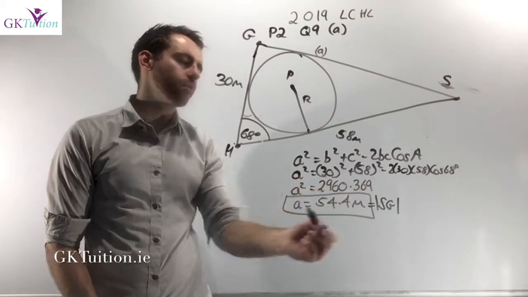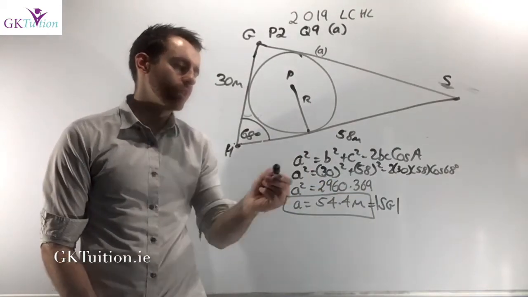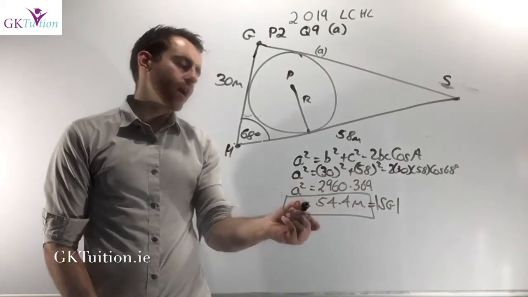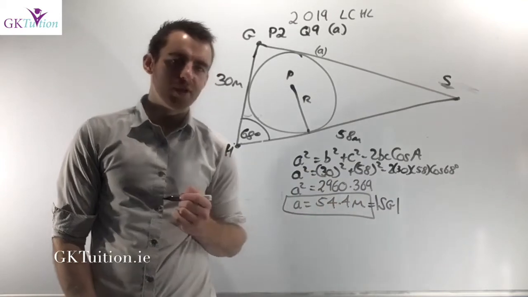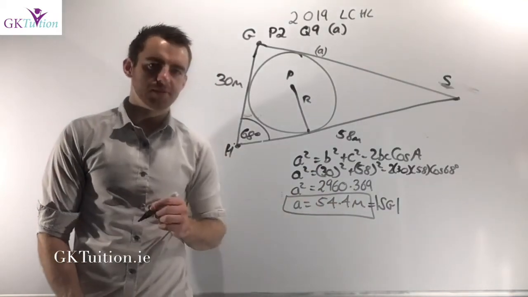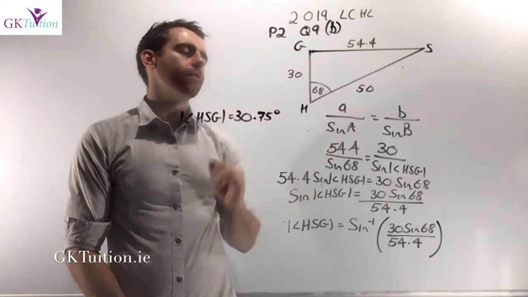So you'll notice I've plugged them in here. I've assigned the 30 meters to be b and the 58 meters to be c. We just plug it all in and it works out as SG is equal to 54.4 meters. And that's your final answer for this part. So we've worked out that the three sides are 30, 58 and 54.4.